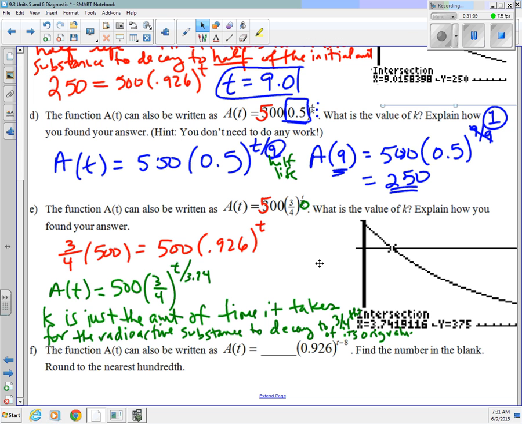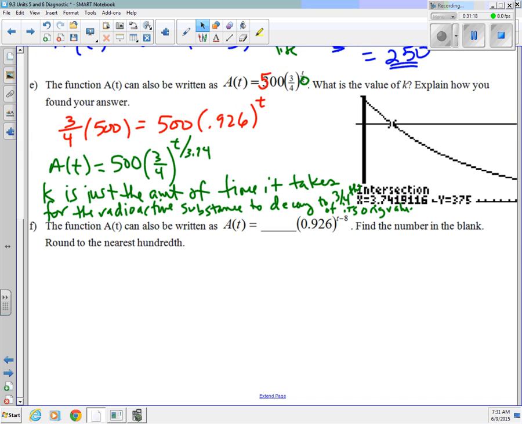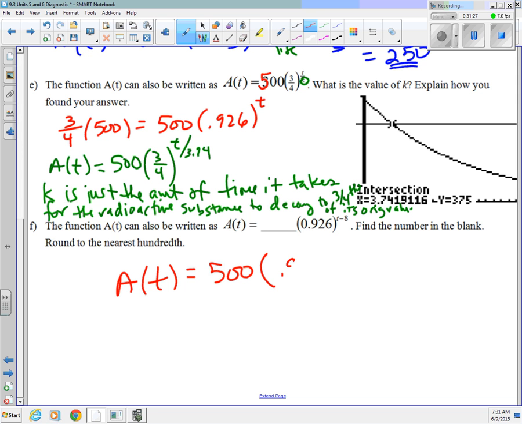All right, let's see. F. F says the function A of t can also be written as this. Find the number in the blank. Okay, this one's a little trickier. So if I look, A of t is 500 times 0.926 to the t. Well, what I have is t minus 8. So I have 500, and I have 0.926 to the t minus 8.